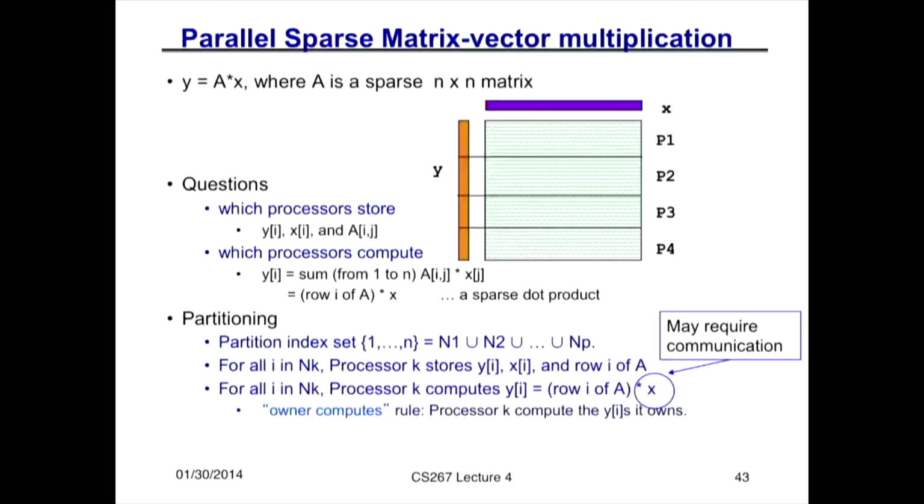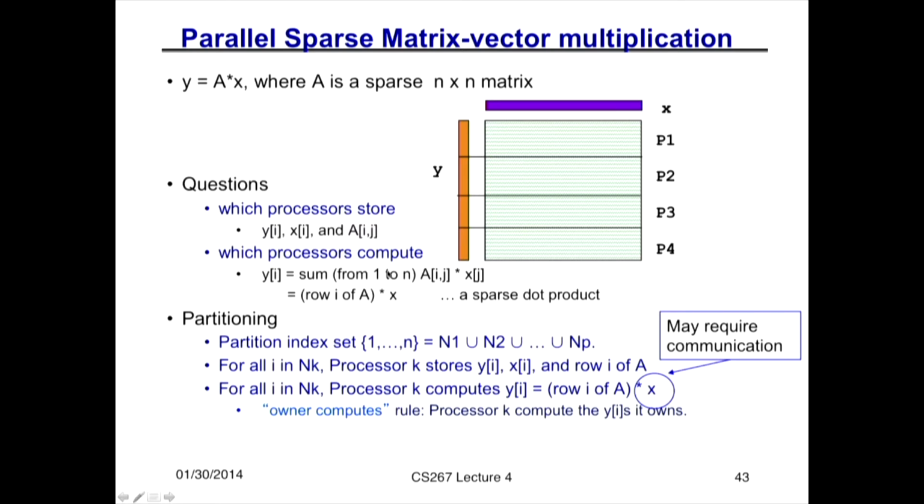The question is, how am I going to parallelize it in a reasonable way? Let me do the most obvious thing first. There's my big sparse matrix. I haven't colored in every point. And let's suppose I have 4 processors, P1 through P4. What are the questions that I need to answer? I have to decide which processors are going to store the data. Who owns each entry of each vector, and who owns each entry of the matrix? And who's going to be responsible for computing the dot product of each row?